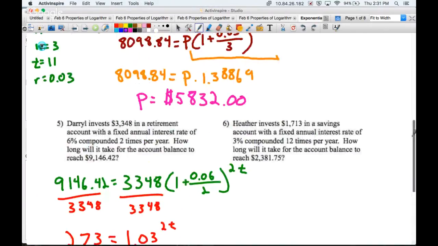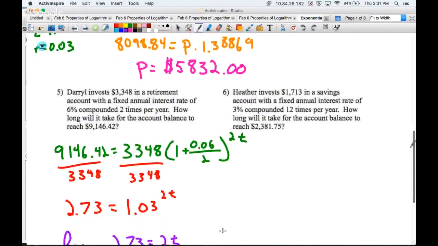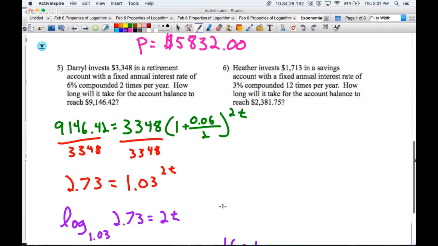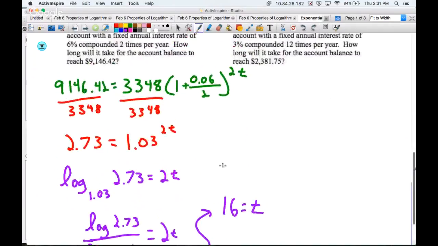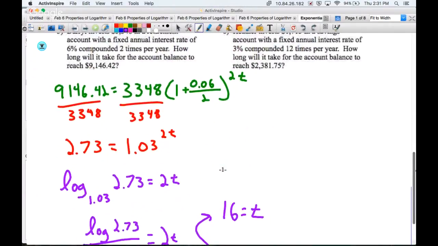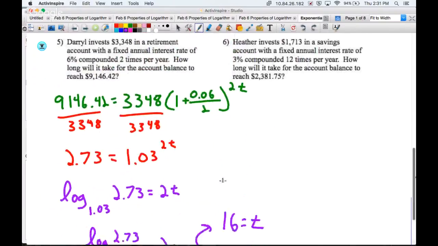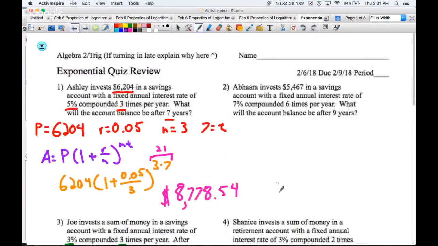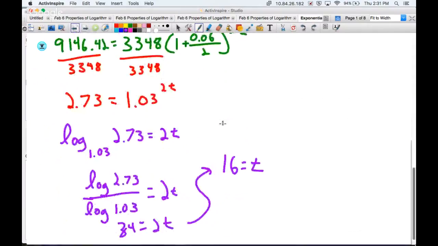And I think we want to round that up to 16 because if it's compounded 2 times per year, at 15 and a half years, we have definitely not reached that. It's only when it compounds at the beginning of the 16th year that we get the full amount. All right, so 16, let's add a unit to that before I go away: 16 years.